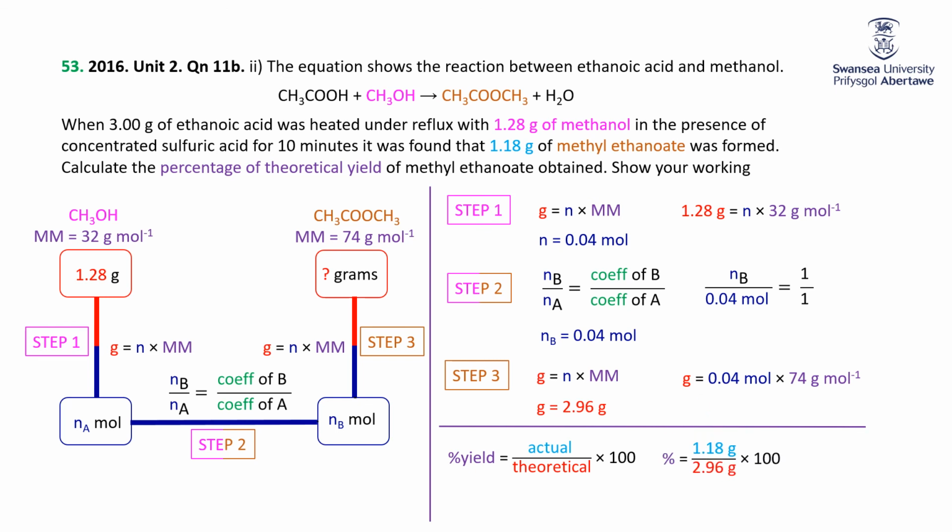So now we'll go ahead and calculate the percent yield. We made 1.18 grams of methyl ethanoate. Theoretically, we could have got 2.96 grams of methyl ethanoate. Thus, the percent yield is 39.9%.